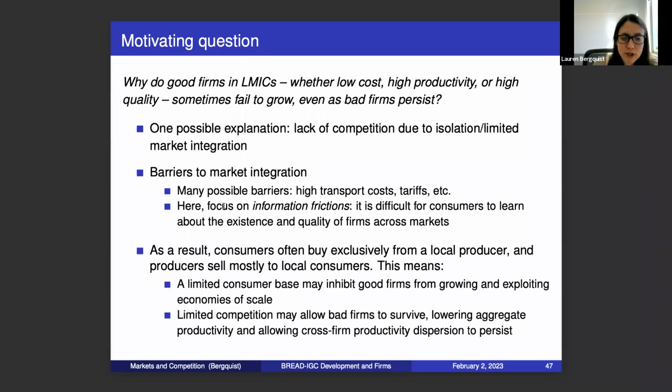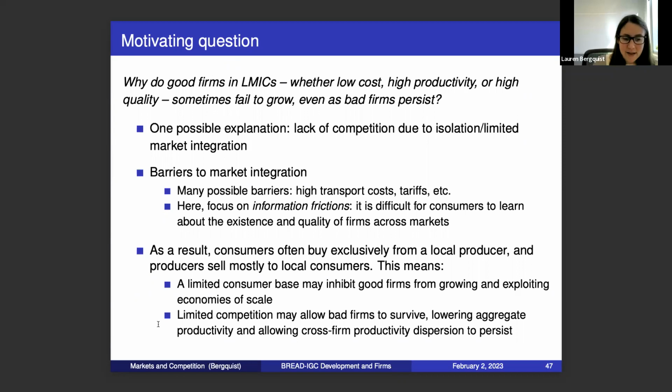So, as a result of these information frictions, consumers are going to often buy almost exclusively from their local producer. Conversely, producers are going to sell mostly to local consumers, and that's going to have 2 effects. The first is it's going to limit the consumer base, and that can inhibit good firms from growing. So the first is kind of a tax, a negative impact on good firms, right? They can't expand to other markets. That means they can't grow, they can't exploit economies of scale. Why do good firms fail to grow?